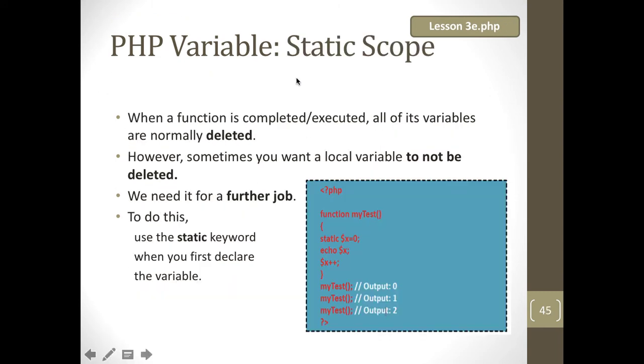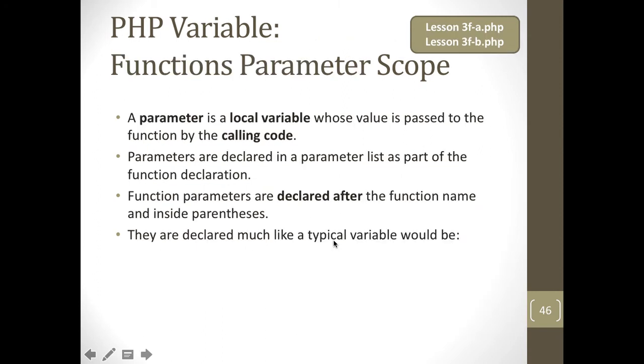Okay, so these are static variables. When a function is completed or executed, all these variables are normally deleted. Okay, however, sometimes you want a local variable to not be deleted. Okay, so this is an example, function myTest. You have static $x = 0, echo and so on. So this is what static scope means, right? So you are putting what we call an initial value here, right?